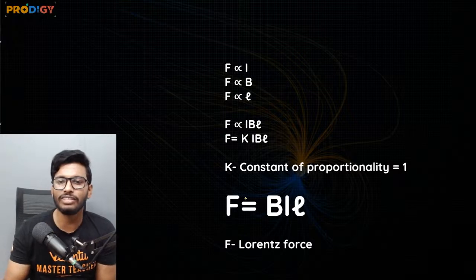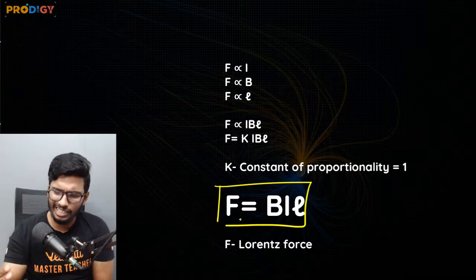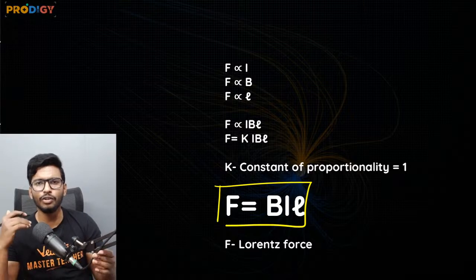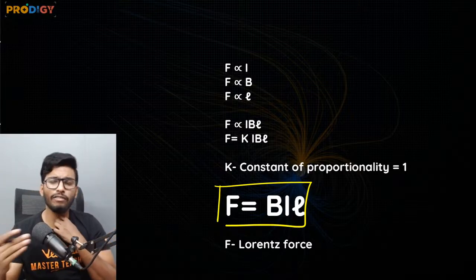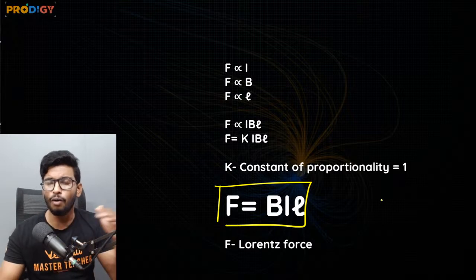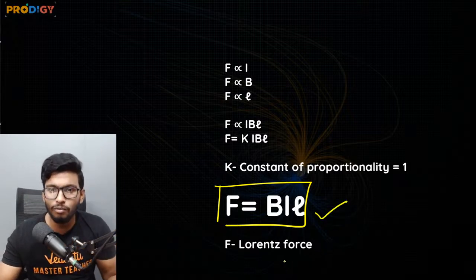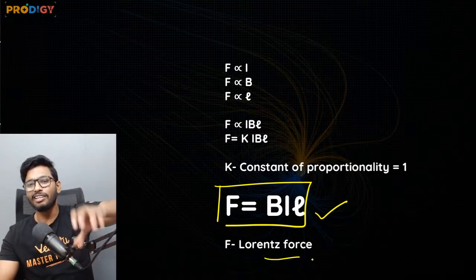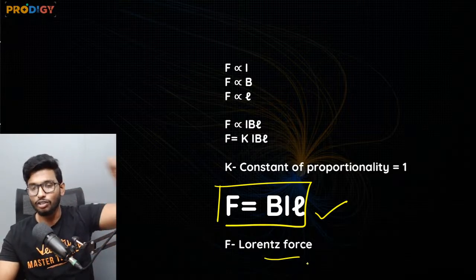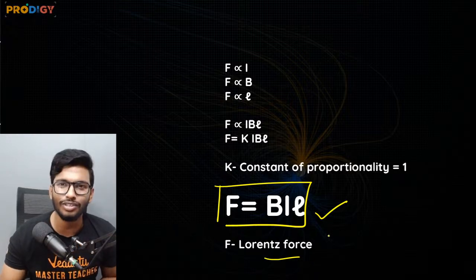All right, so F is equal to BIL, again, you won't have numericals based on it, but it is something that you need to know as a theory part of it. You must definitely know about it. F is equal to BIL is the formula which is used to calculate the magnitude of Lorentz force. How much Lorentz force is acting on it can be calculated by understanding the strength of the magnetic field, the length of the conductor, and the amount of current flowing through that conductor.